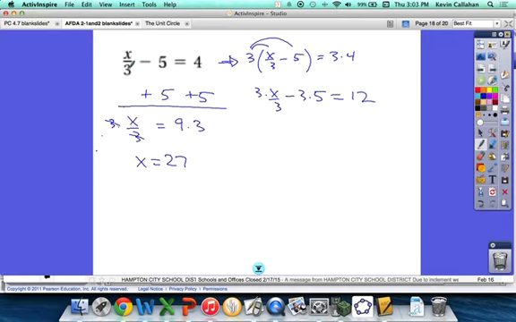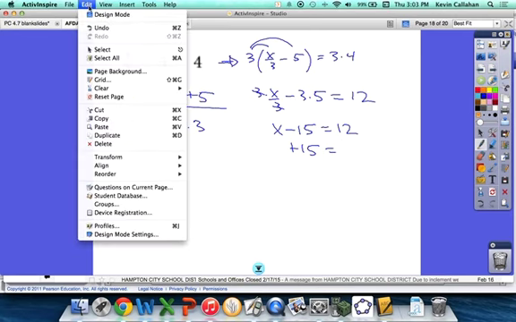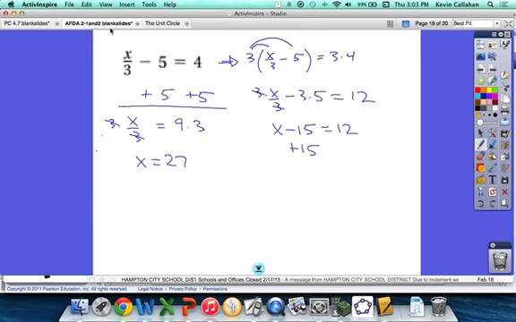Now, I would not have done that first anyways. I would have added the 5, and I wouldn't have had the same issue. But if you go this route and multiply times 3, you've got to remember to multiply both sides, and that means every term by 3. The 3's cancel, x minus 15 equals 12. Add 15. X equals 27.